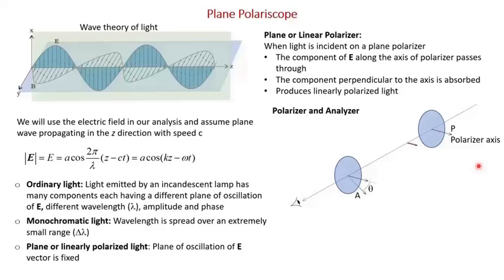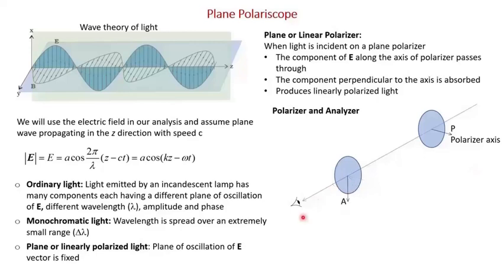Now let us arrange the analyzer such that its axis is making an angle theta with the axis of the polarizer. Then the linearly polarized light, when it is incident on the analyzer, gets resolved into one component along the axis of the analyzer and another one perpendicular to it. The one component along the axis passes through.